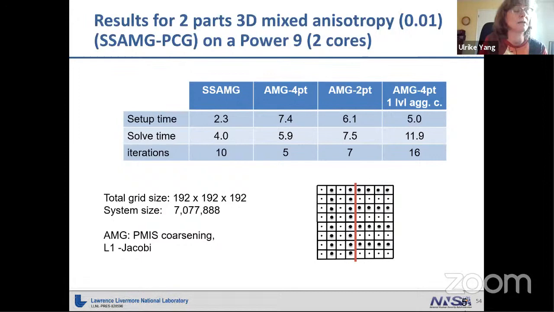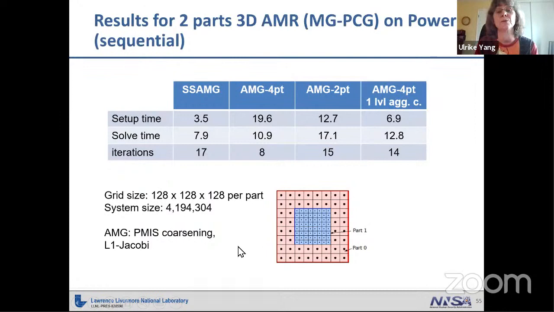Let's take a look at another problem here. In this case, that's an AMR problem. So we have here, and it's a 3D one. So it's 128 times 128 times 128 per part. So we have actually two cubes that are nested in each other here. And we do use PMIS coarsening, again, and L1 Jacobi.